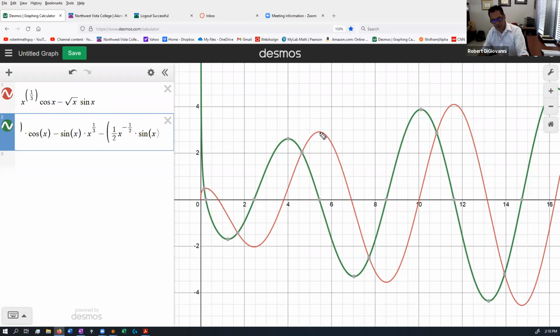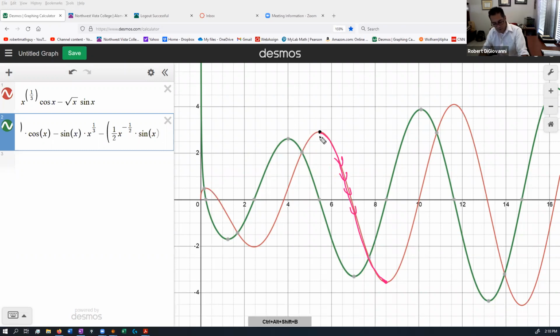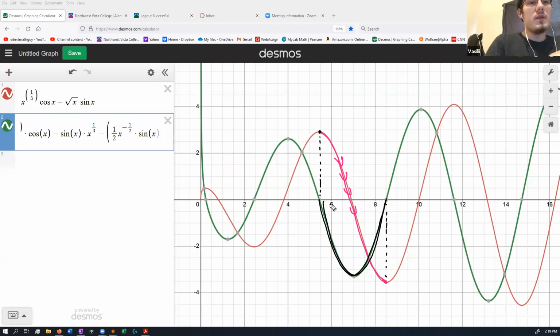Okay, let's look at where the red graph goes down, like right in here, right? The red graph is going down here, which means that the derivative of it, which is the green function, should be below the x-axis. So from here to here, we should expect to see the green graph below the x-axis, which it is. But it also should be negative, right? That's what it means to be below the x-axis. When you're below the x-axis, your values are negative.